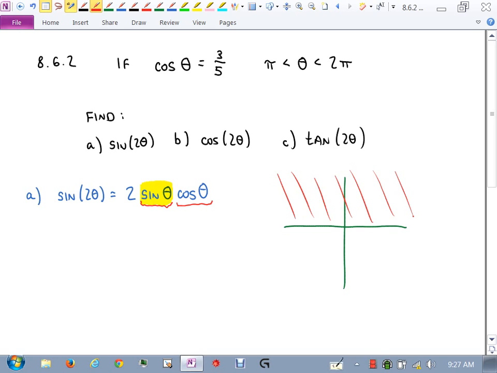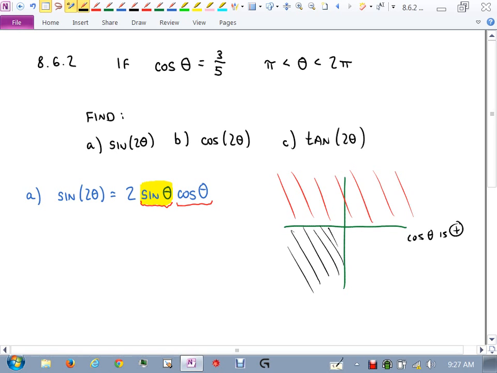But the fact that cosine is 3 over 5 means cosine is positive, right? What quadrant then must I be in? If I have to be in either 3 or 4, but cosine has to be positive, then I have to be in the fourth. So I can eliminate this, because over here cosine is positive in that fourth quadrant. So when I draw my triangle, I'm going to draw it down in the fourth quadrant instead of trying to draw just a regular triangle. So it's going to look like this.